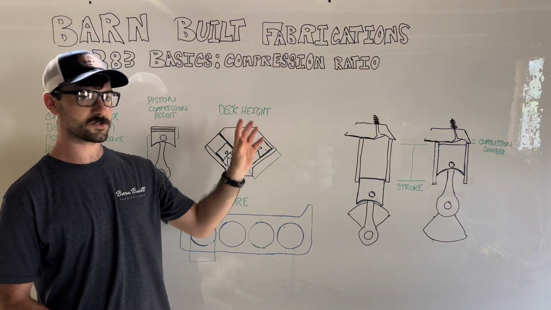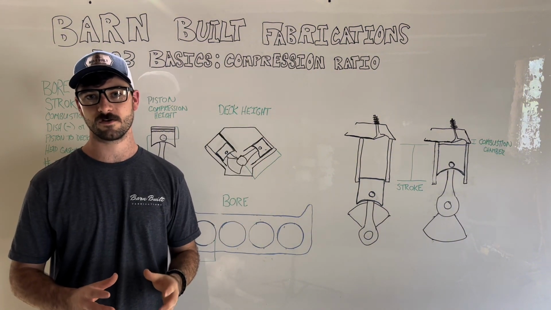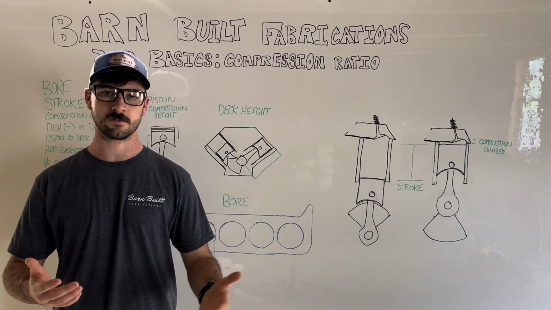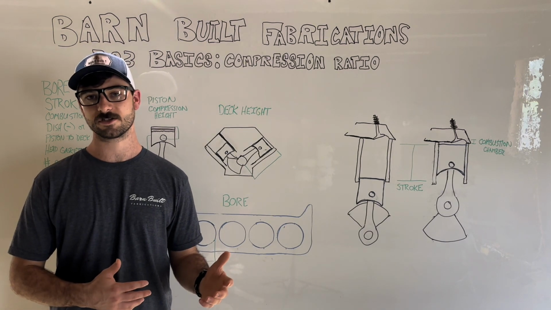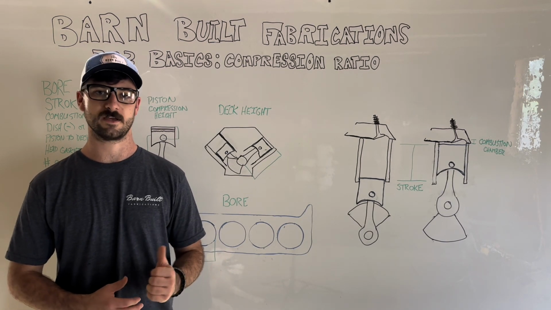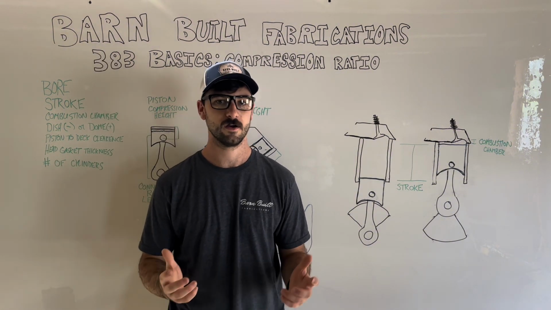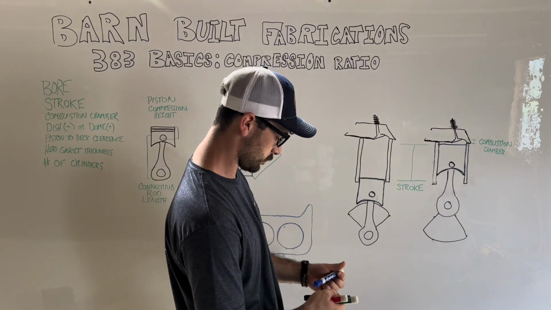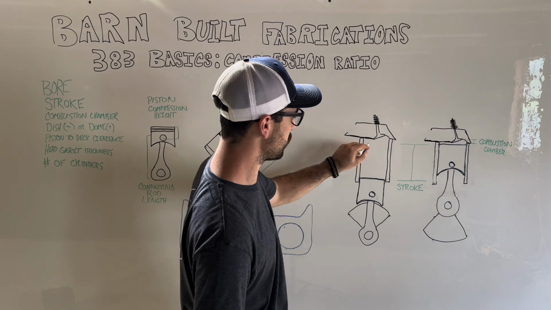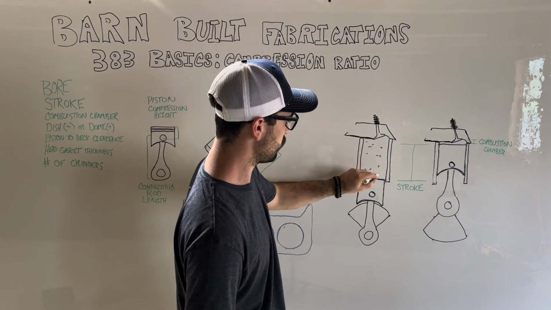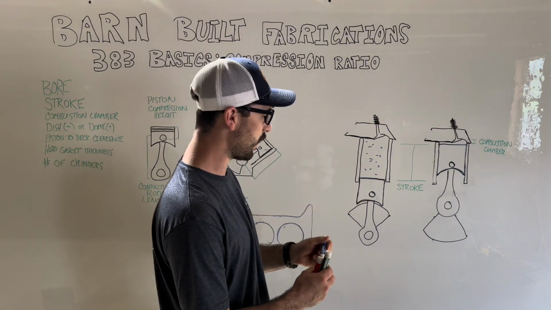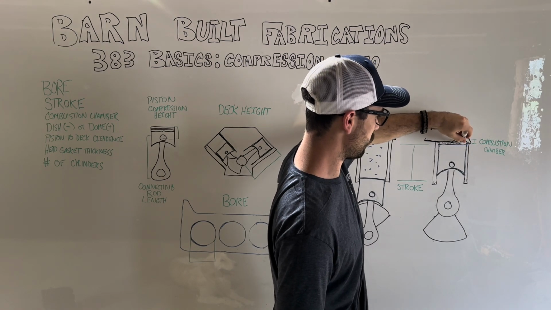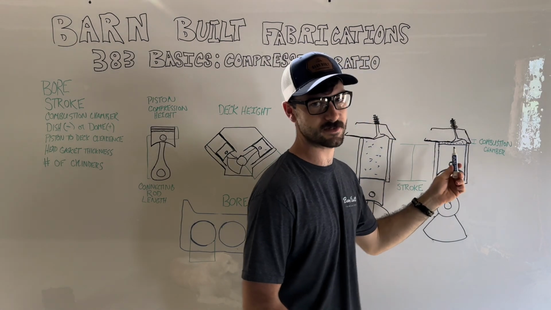So I want to get into compression ratio. We're going to focus on static compression ratio. That's the compression ratio that most people talk about whenever you hear anybody using the term. There is dynamic compression as well, but we're not going to be focusing on that in this episode. So what is compression ratio? In a nutshell, it is the volume you have in your combustion chamber whenever the piston is at the bottom, compared to the volume you have whenever the piston is at top dead center.